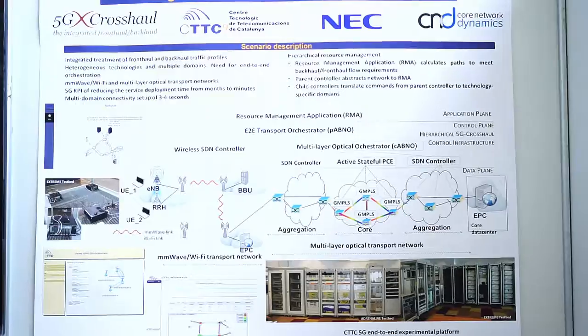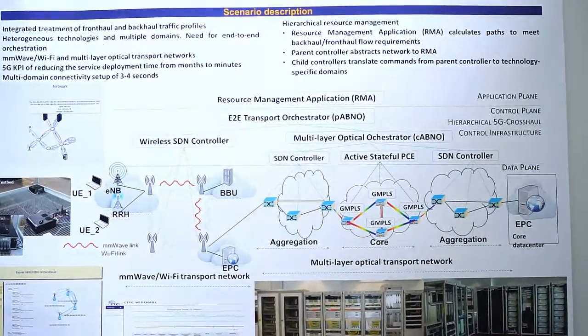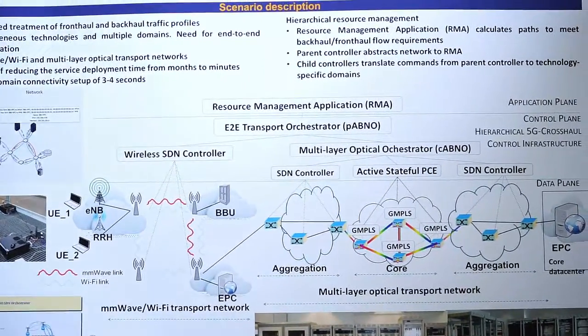Here we can see in the picture how we have an edge transport network composed of wireless links featuring Wi-Fi links and millimeter wave links. And then we have another domain that is a multi-layer optical network. The XCI concept wants to treat this heterogeneity and this multi-domain infrastructure. So in order to do that, it is developing a hierarchical deployment where there is a parent orchestrator that rules the end-to-end orchestration of transport resources.